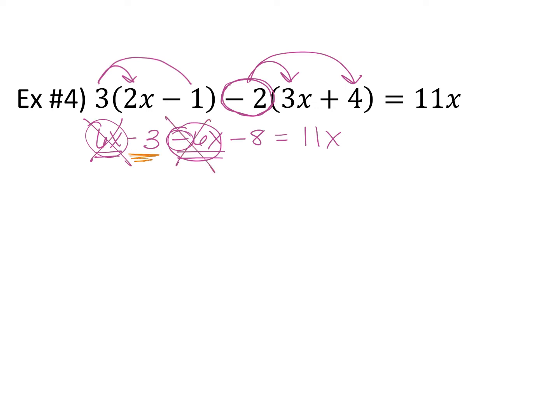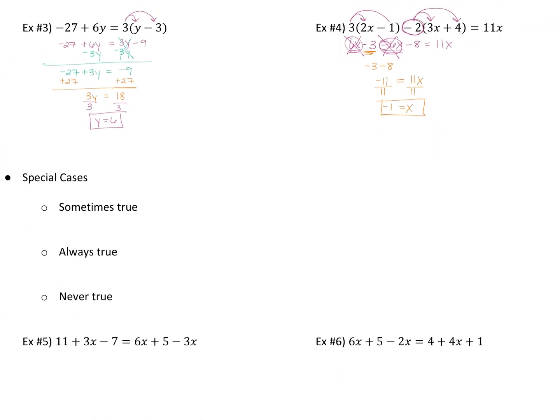Okay. What number is this? Negative 3. Keep the sign in front, okay? So negative 3 minus 8 is a negative 11. So on the left, we have negative 11. On the right, we have 11x. What do we do? Divide by 11. So x is negative 1. Good? Okay.